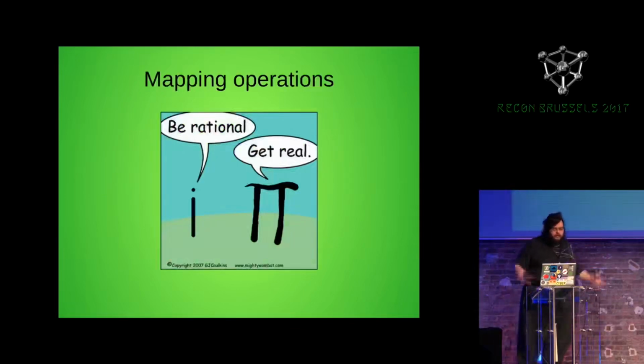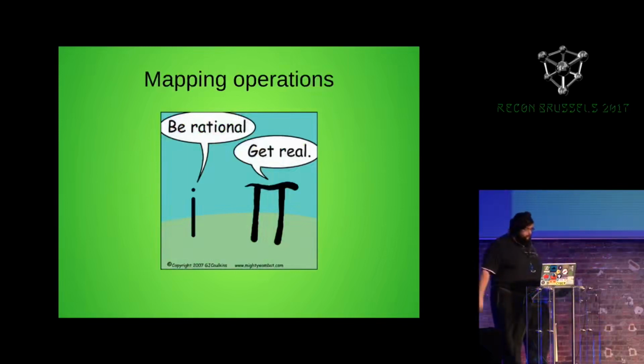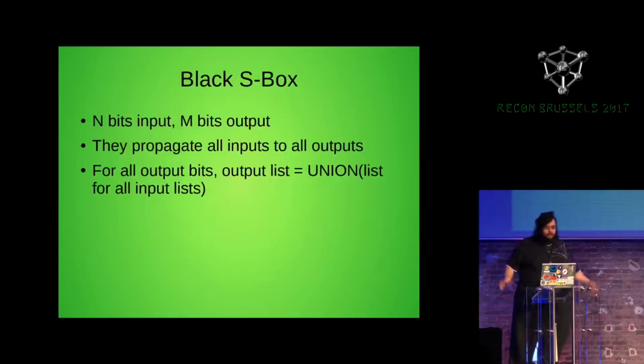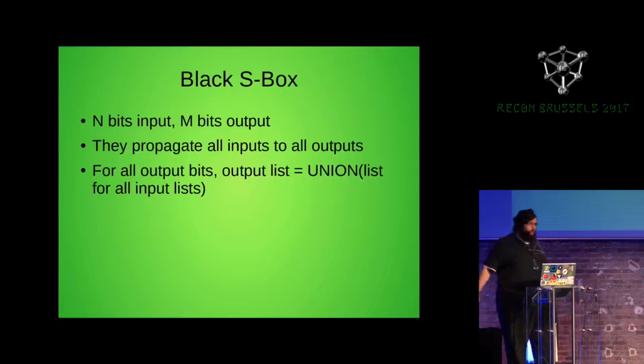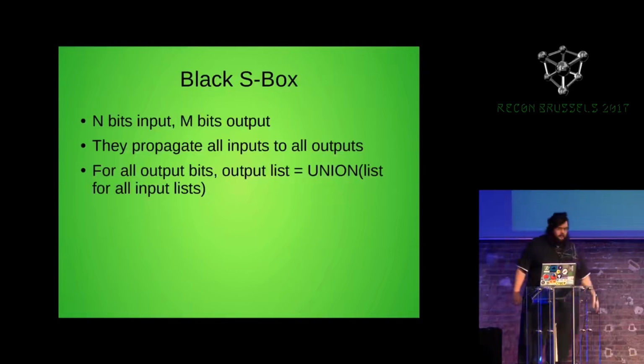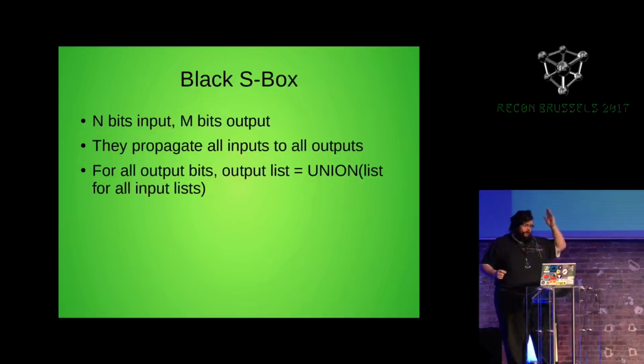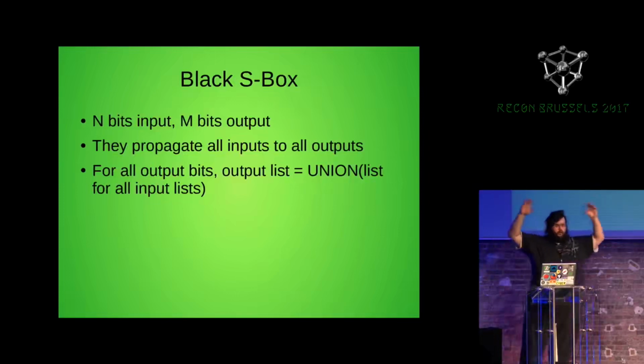So how can we map the operations in order to make that happen? Well, first, we have the concept of a black substitution box, or black S-box. It's an S-box, or substitution box, on which we don't know the internal mapping. This is probably something that sounds familiar to people that have been doing differential cryptanalysis. So basically, we have n bits as input and n bits as output, and we will assume that all bits of the input propagate to all bits of the outputs. So for every single output bit, we will make the union of the list of every single input bit.